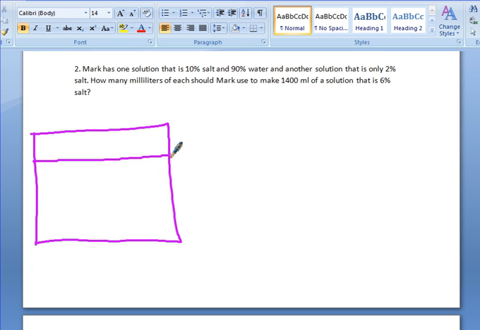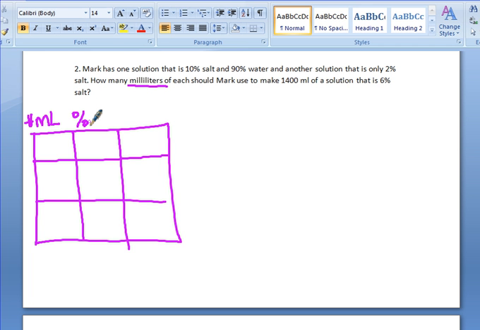Okay, we have two solutions that we're mixing together. And we have 3 columns based on our formula. Now when we label it, our columns are number of milliliters, with our units of milliliters. Here, it's going to be percent. And in the problem, we are looking at how many milliliters of each should Mark use to make 1,400 milliliters of a solution that is 6% salt. So we're looking for percent of salt, not percent of water. So our percent is going to be percent salt. And our last column is going to be milliliters of salt.